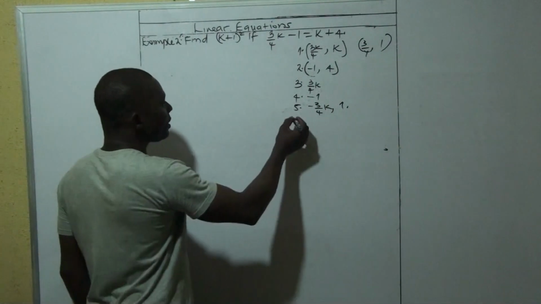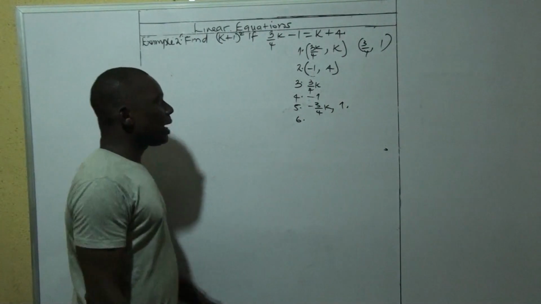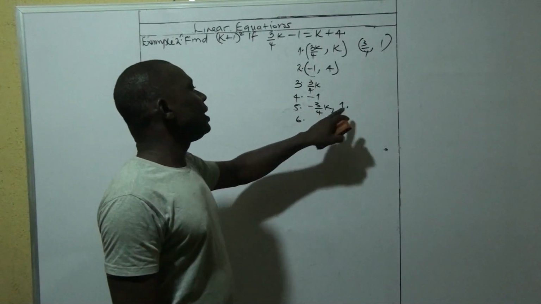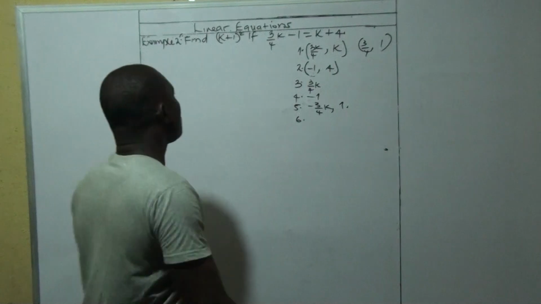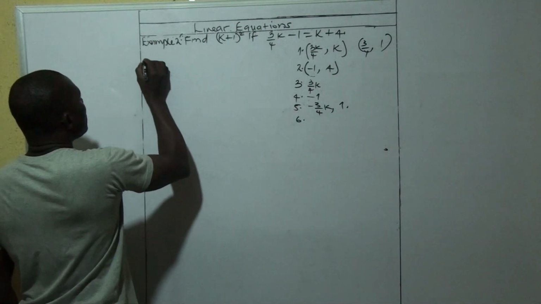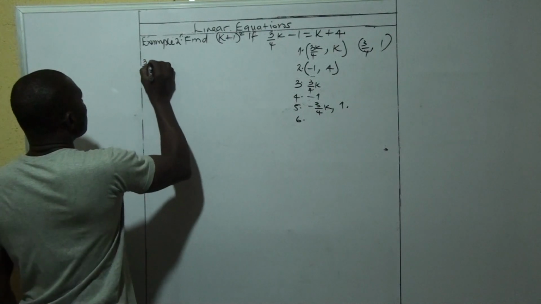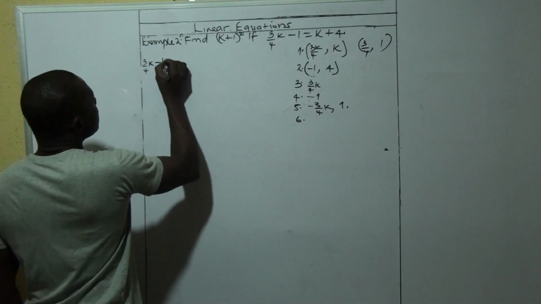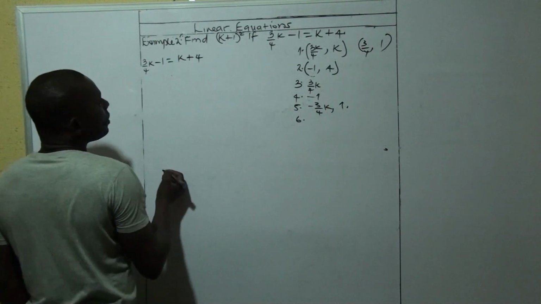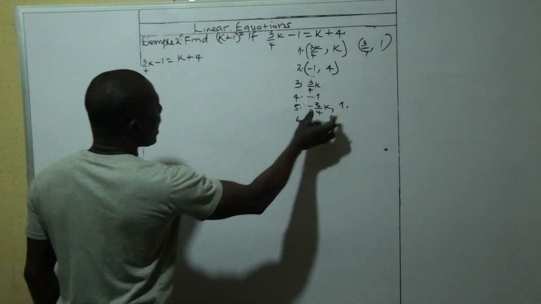So our step 6 here is that we are going to add the additive inverse of this and this to both sides. Our equation is of this nature: 3 over 4 k minus 1 is equal to k plus 4.